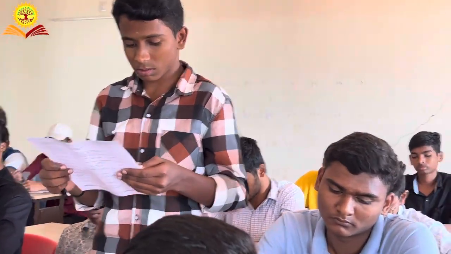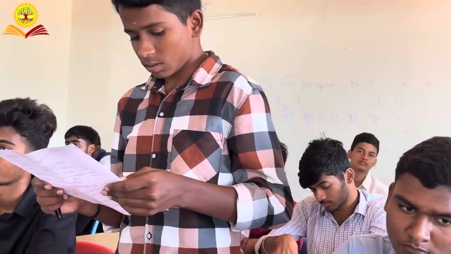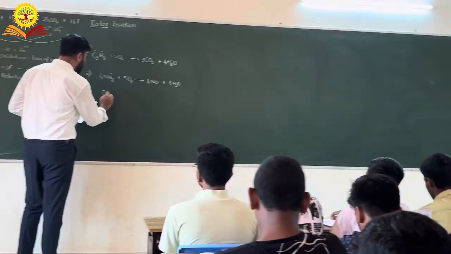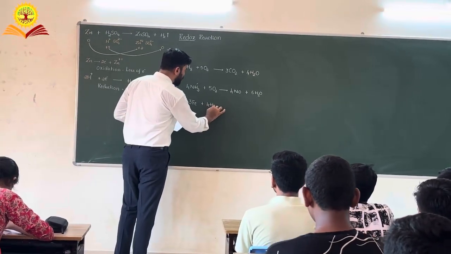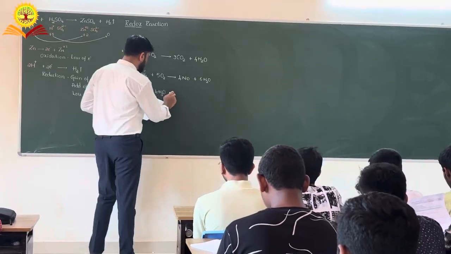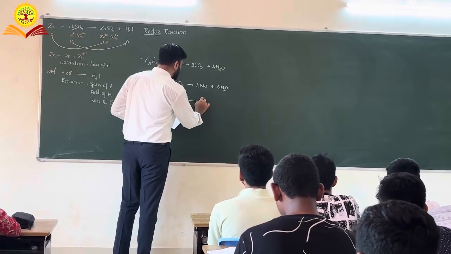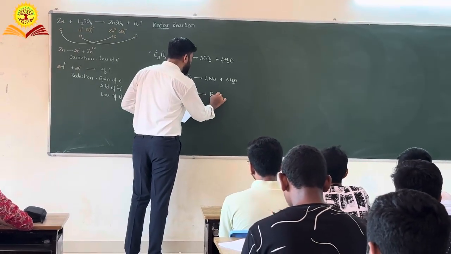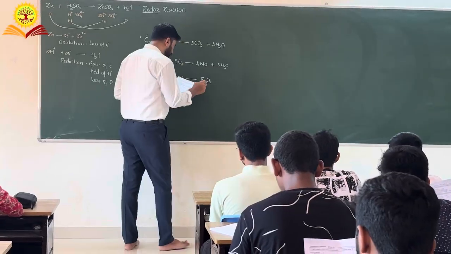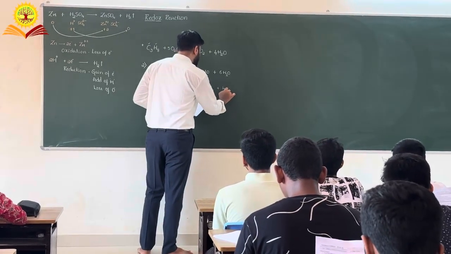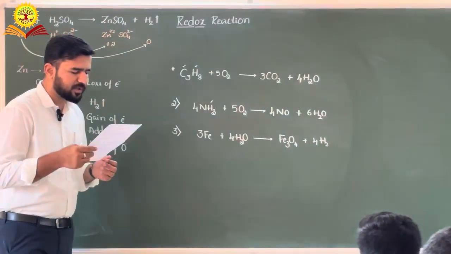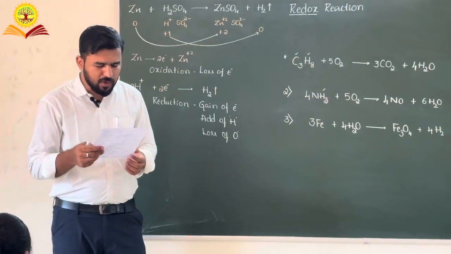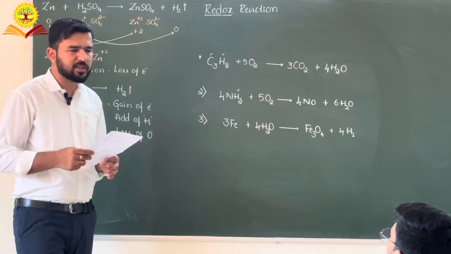Which of the following statements about the given reactions are correct? The reaction is 3Fe plus 4H2O gives Fe3O4 plus 4H2. Four hydrogen gas molecules get liberated. So they have given a simple reaction. The question is, which of the following statements about the given reactions are correct?